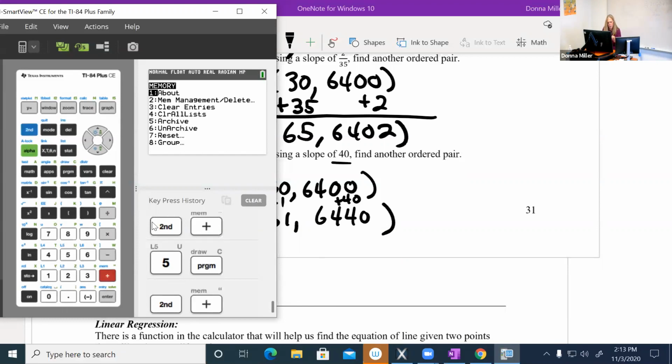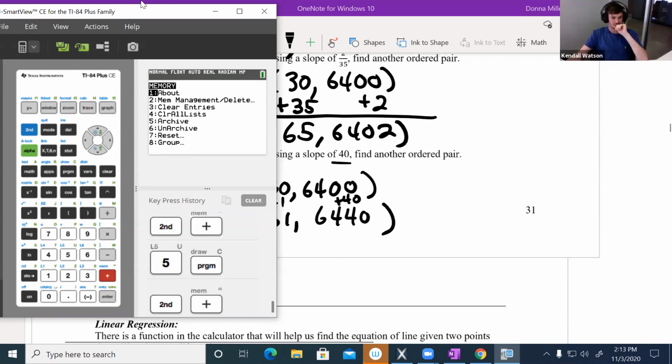So you hit second memory. You see the thing number 6 that says unarchive? I would do that so I can use the program. But if you archive a program, it will not clear out of your memory when you clear the calculator. Okay. Thank you so much.